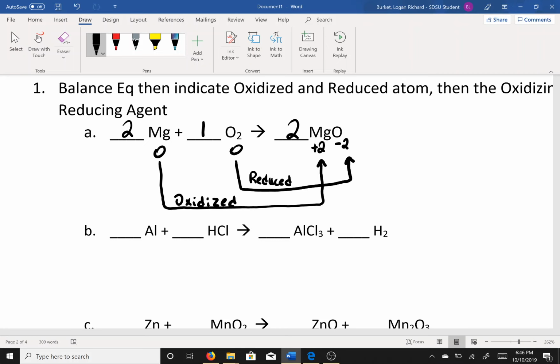And then to determine the agents, we just follow the reduced back, and that's the oxidizing agent. Follow the oxidized back, that's the reducing agent. So O2 is the oxidizing agent, and Mg is the reducing agent.